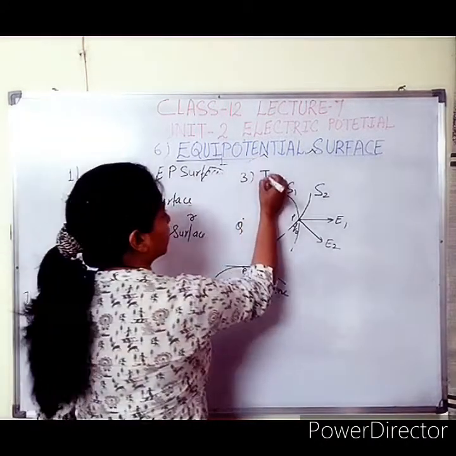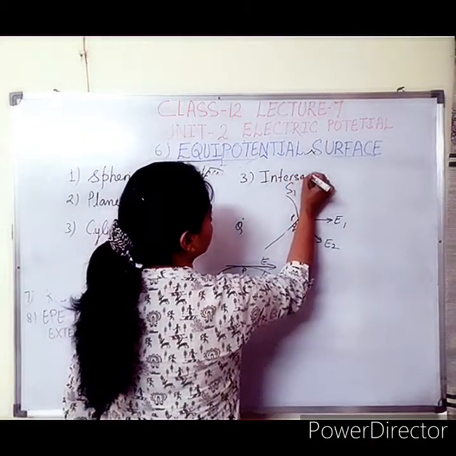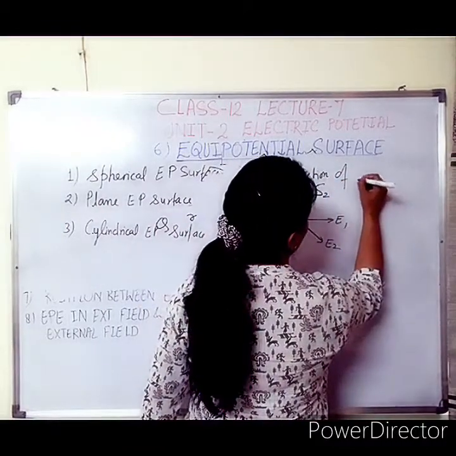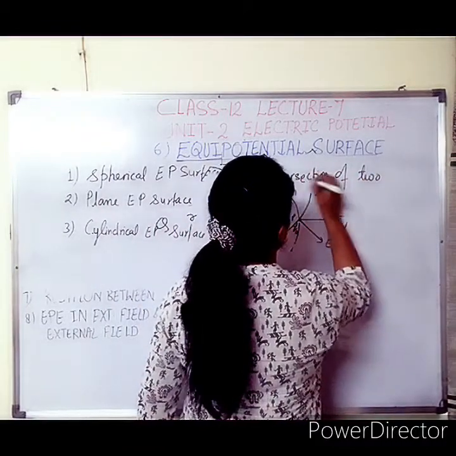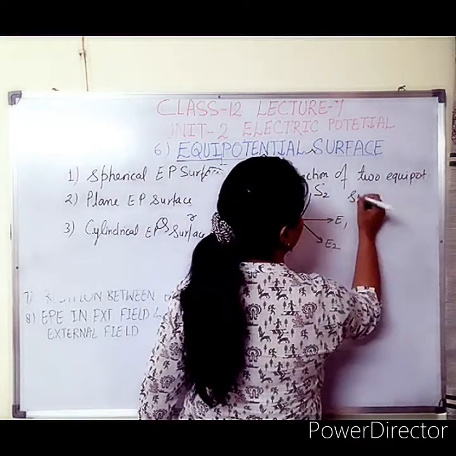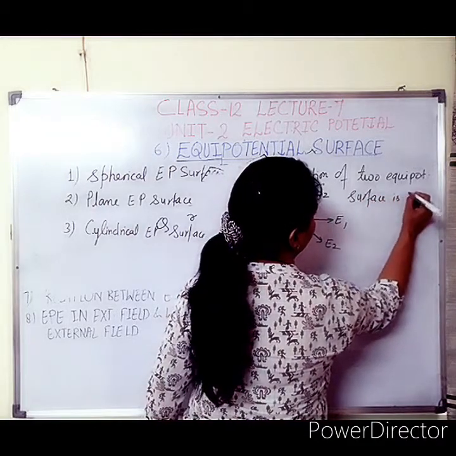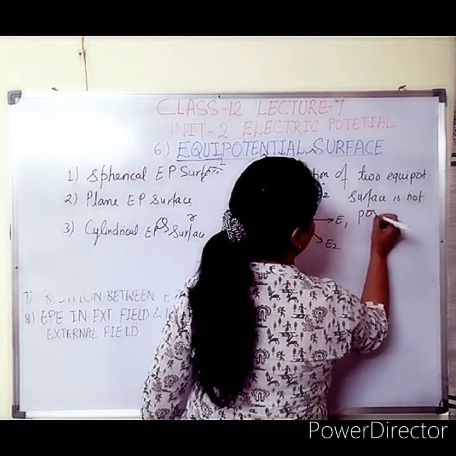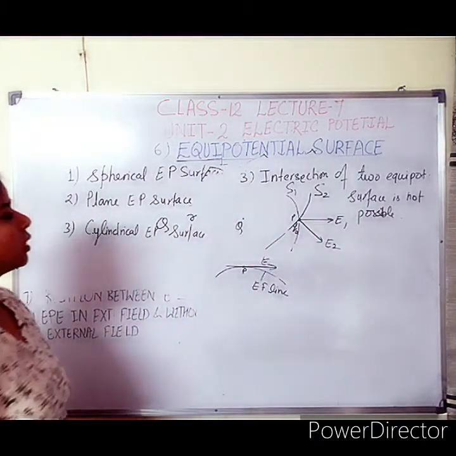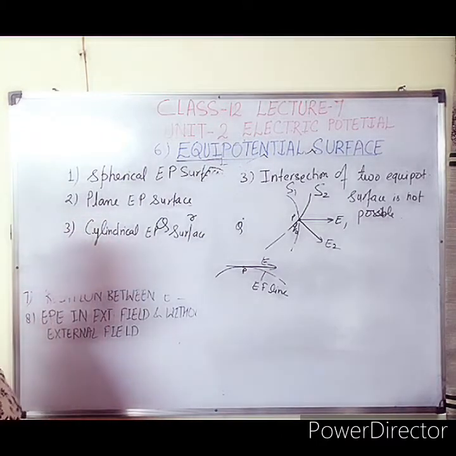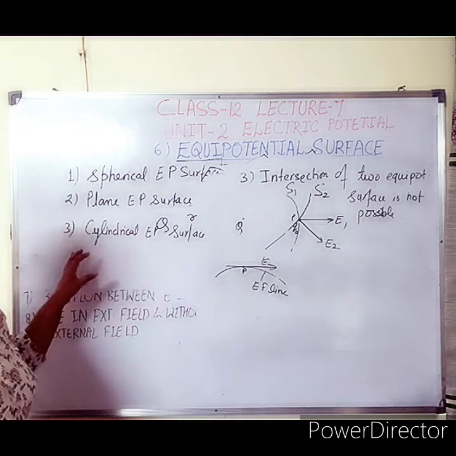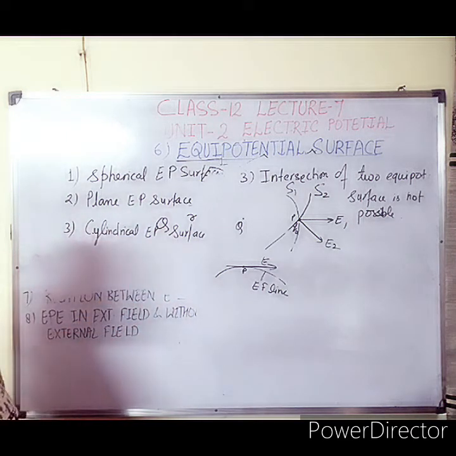So we can write the third point: intersection of two equipotential surfaces is not possible. Practically, we are taking it as a practical case. This one is the third important point regarding equipotential surface. I hope this topic is clear to you. There is not much more than these concepts related to the equipotential surface topic.